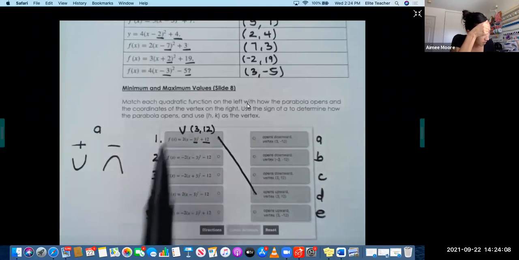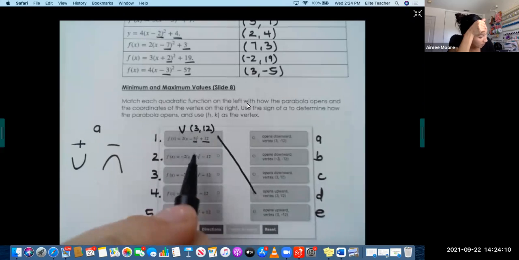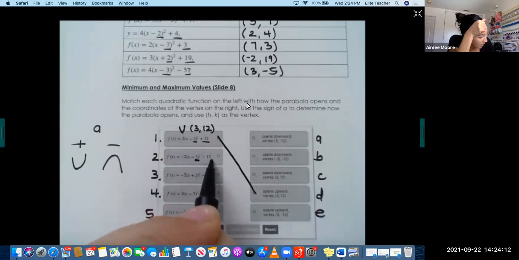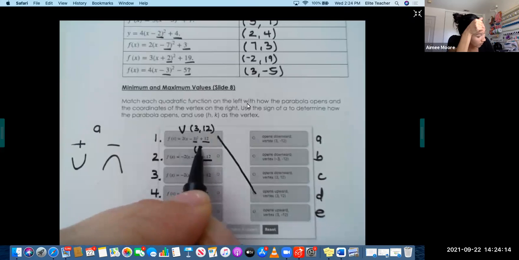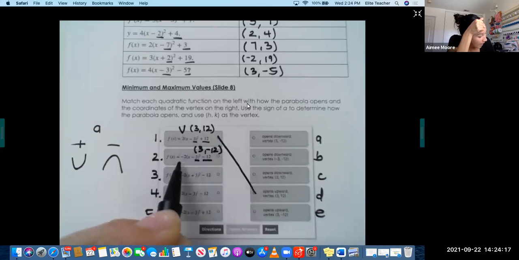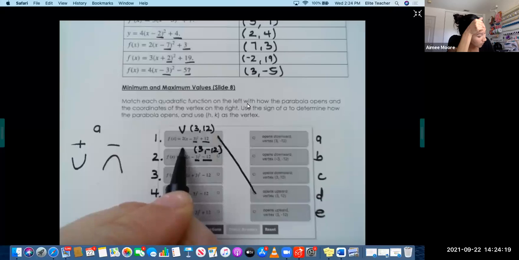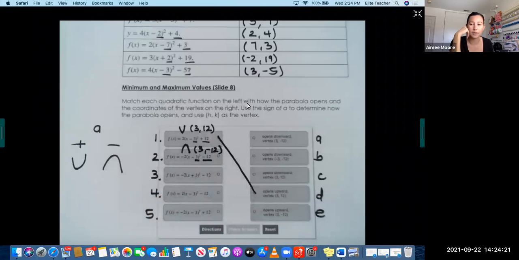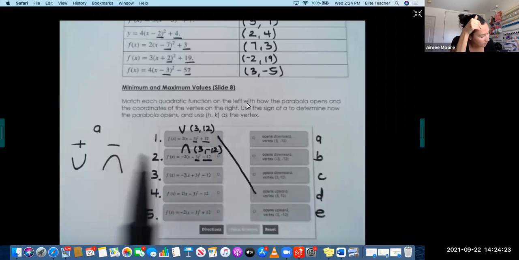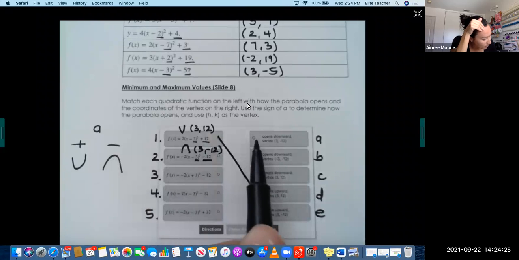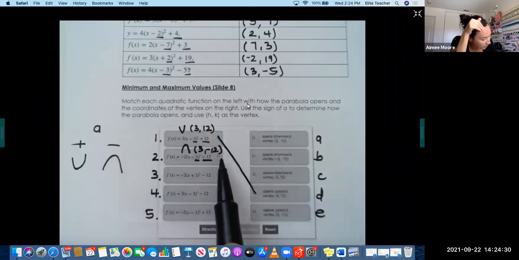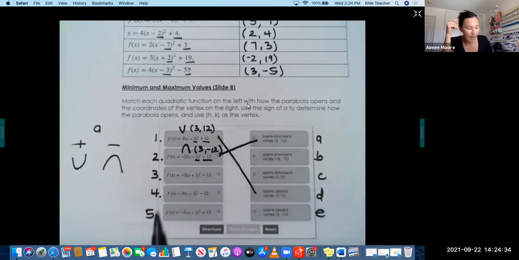We'll do one more. For number 2, the vertex would be 3, -12, and a is -2, so we know that it's opening down. So it opens down and has a vertex of 3, -12. That one's A. Okay, go ahead and try 3, 4, and 5.